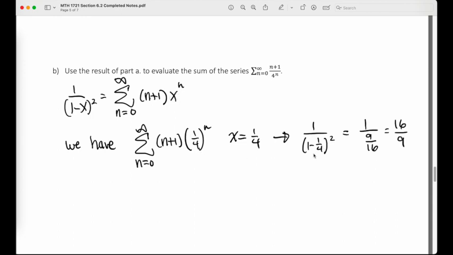And so when I evaluate it, I can see where it converges. So when I plug in 1/4 for x, I get 1 over 1 minus 1/4 squared, which is 1 over 3/4 squared, which I get 1 over 9 over 16. Then I do a flip and multiply, and I find that this series converges to 16 over 9.